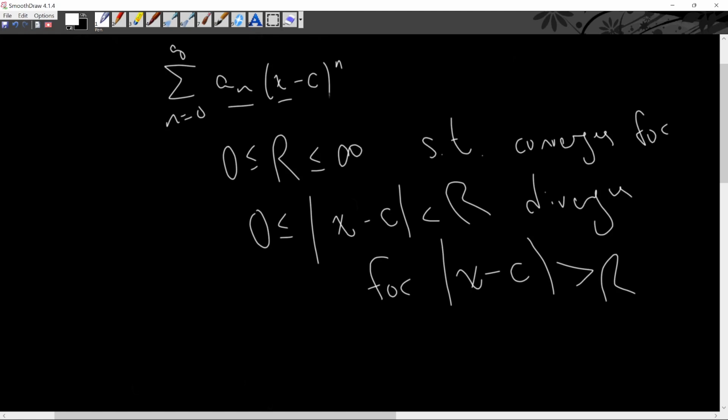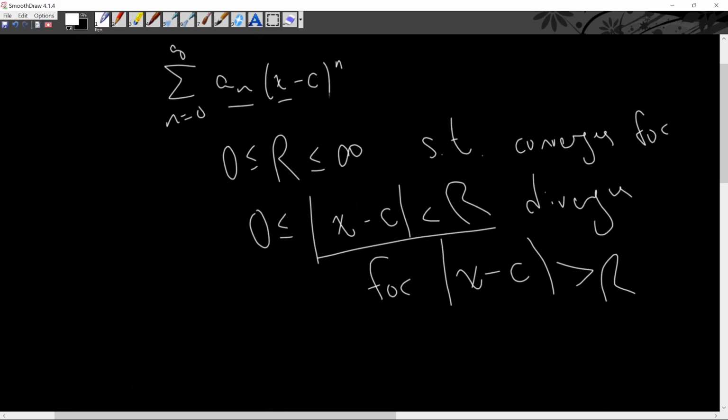And if p, which is again just some arbitrary value, is in between 0 and r, then the power series converges on that interval. The absolute value of x minus c is less than or equal to p. And the sum of the series is continuous on this interval, the absolute value of x minus c is less than r, right?